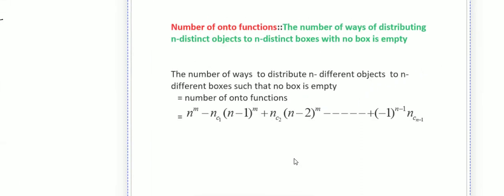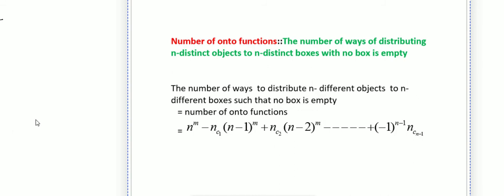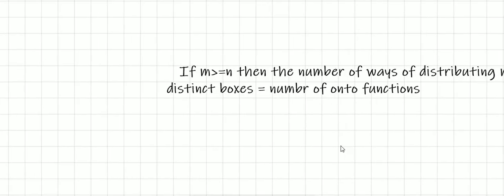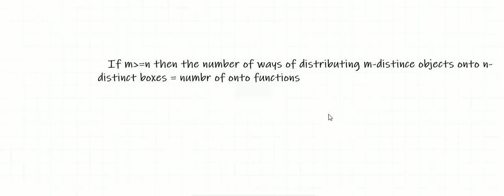So this tells us the number of onto functions from a set which contains m elements to a set containing n elements. That can be related with a general scenario, which is the number of ways of distributing m distinct objects onto n distinct boxes. Onto n distinct boxes means no box is empty, so that is nothing but the number of onto functions. Let us elaborate how these two are equal.